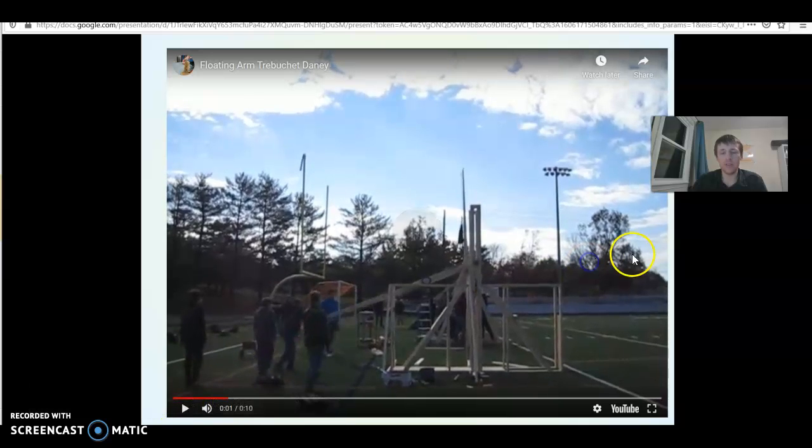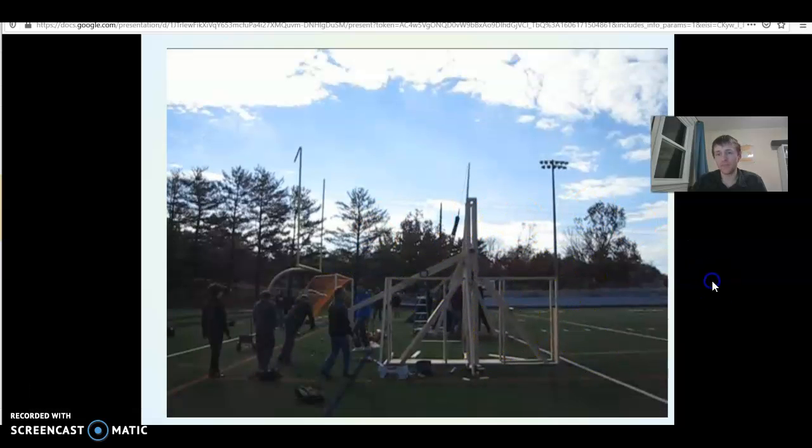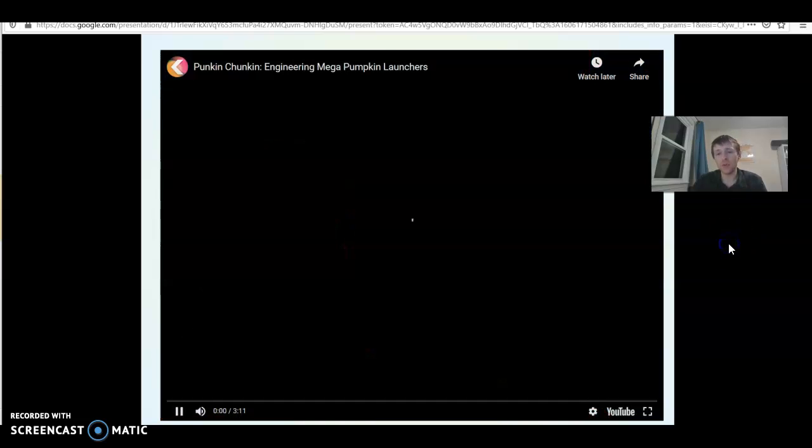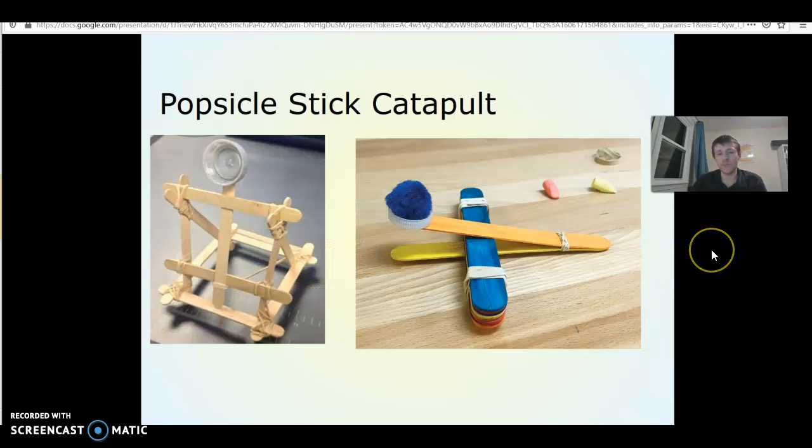Now, I have some cool videos here for you. I suggest you watch those on your own. This is a catapult that was actually built at WJ. Isn't that neat? Look how big that thing is. Here we got a pumpkin chunking competition where they build giant machines to throw pumpkins, including catapults. This is all to get you in the mood and inspired for our project.